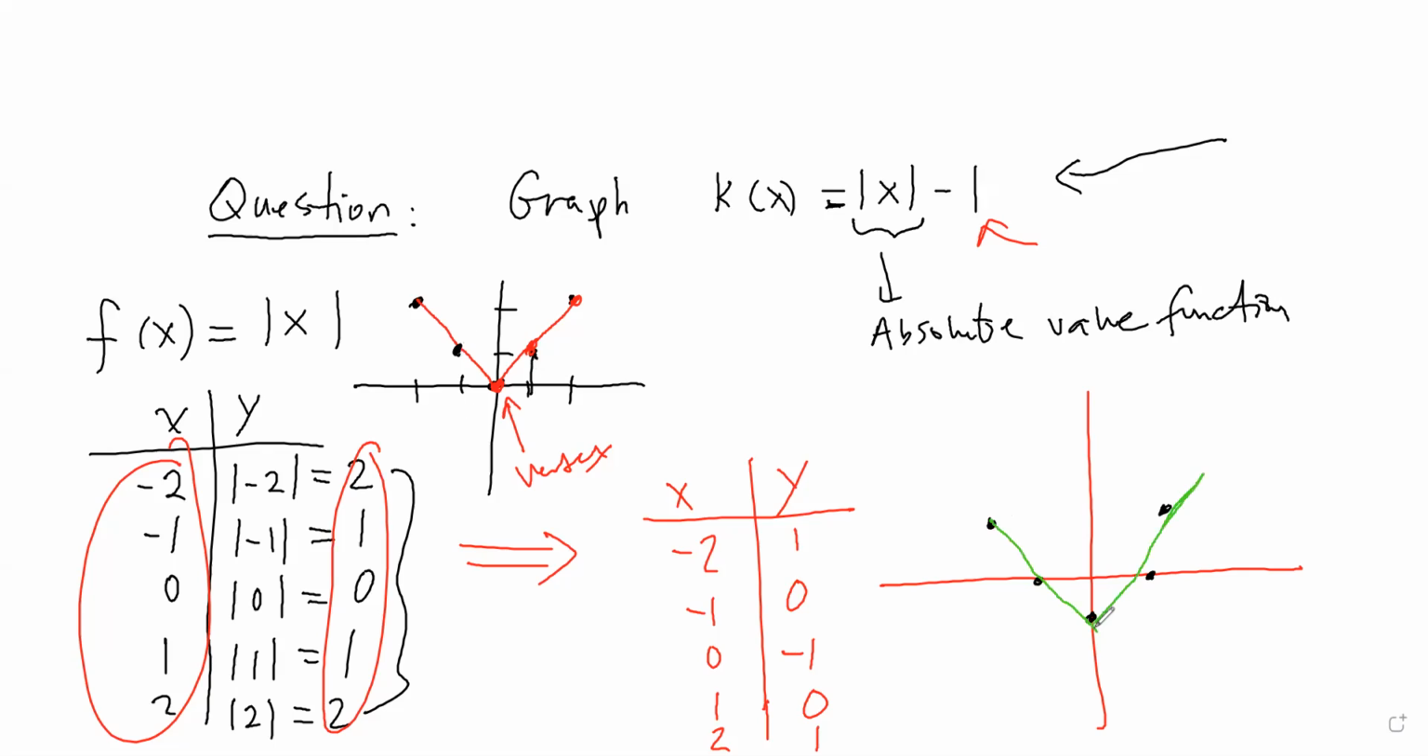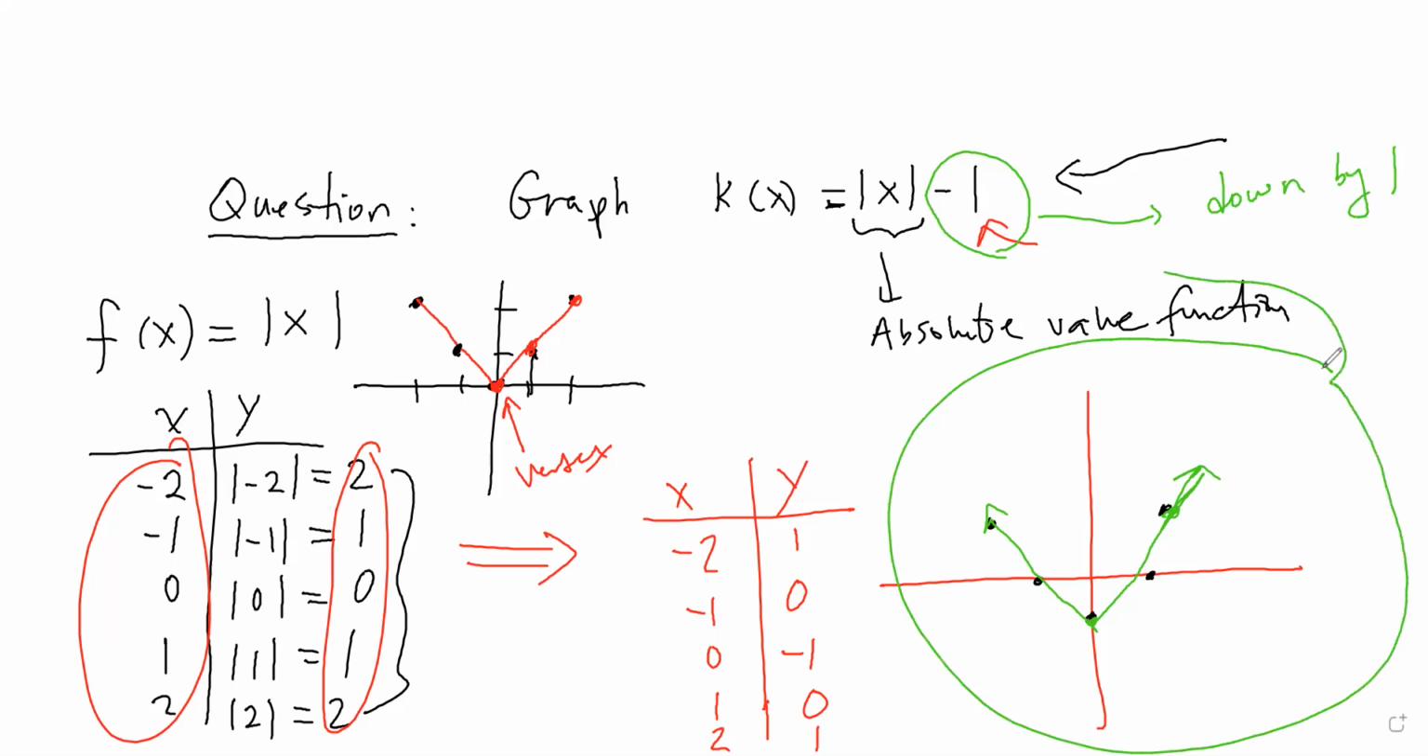And you see, I still have the V shape. Nothing changes. The shape doesn't change. Only the points are moved around. So basically, when you subtract 1, you're translating the graph 1 downward. So we'll call this down by 1. You apply this to every point, basically subtracting 1 from the y values of each point on the graph, and this will be the graph of your equation.